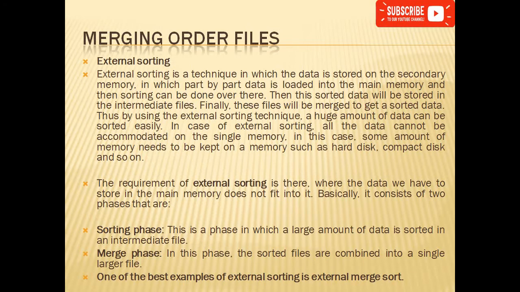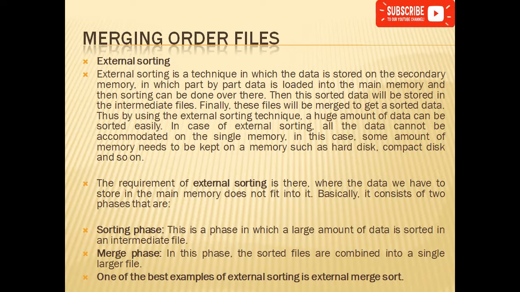So in external sorting, instead of main memory, we are using the hard disk. External memory we are using. So here, whatever data we have, we'll store the data into a file and we'll sort the file, and finally we can get sorted data. The best example for this is external merge sort.